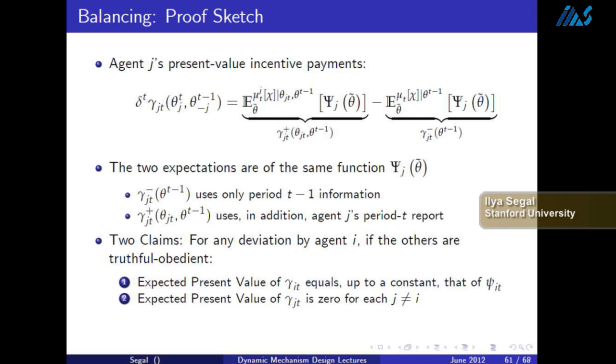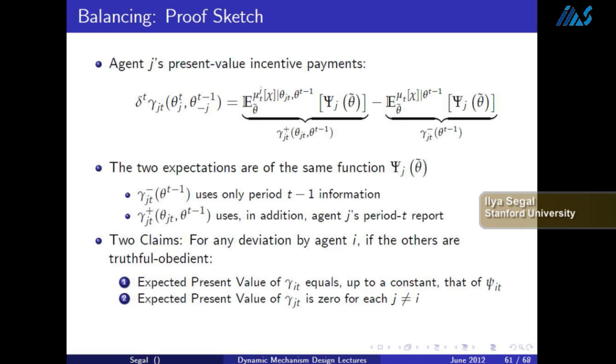But what about the incentive terms of the other agents? The expectation of those incentive terms will have to be 0 also, no matter how agent I deviates. So those terms can be safely paid by agent I without affecting the incentives of agent I to deviate. These are the two claims that we have to prove.